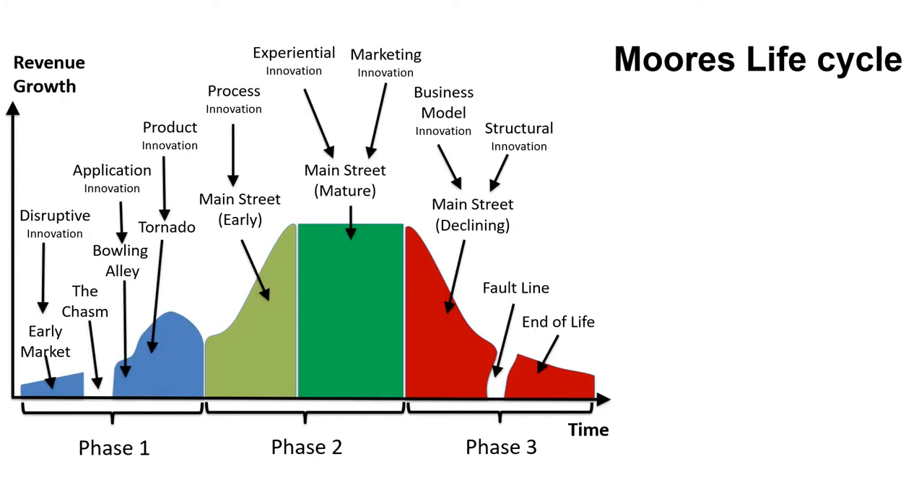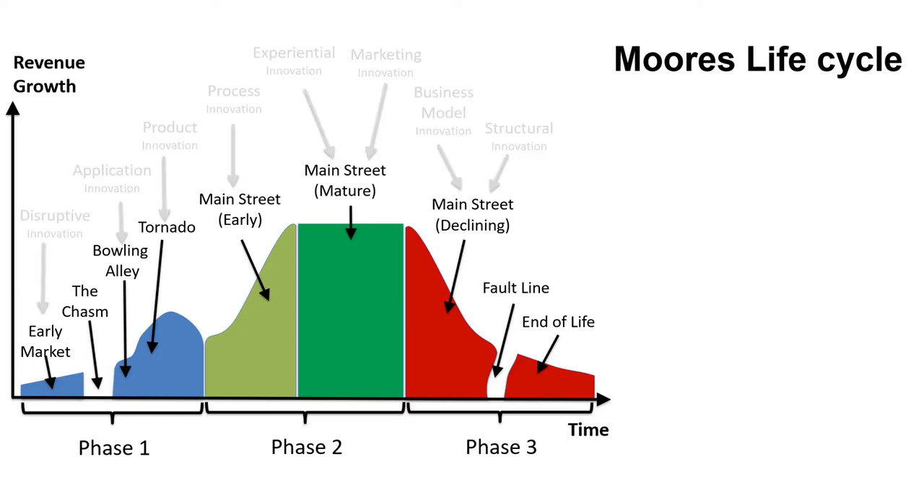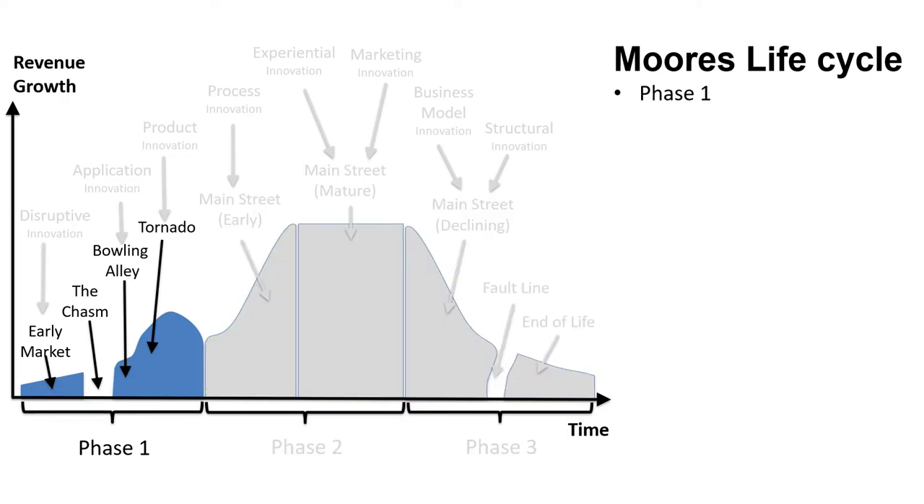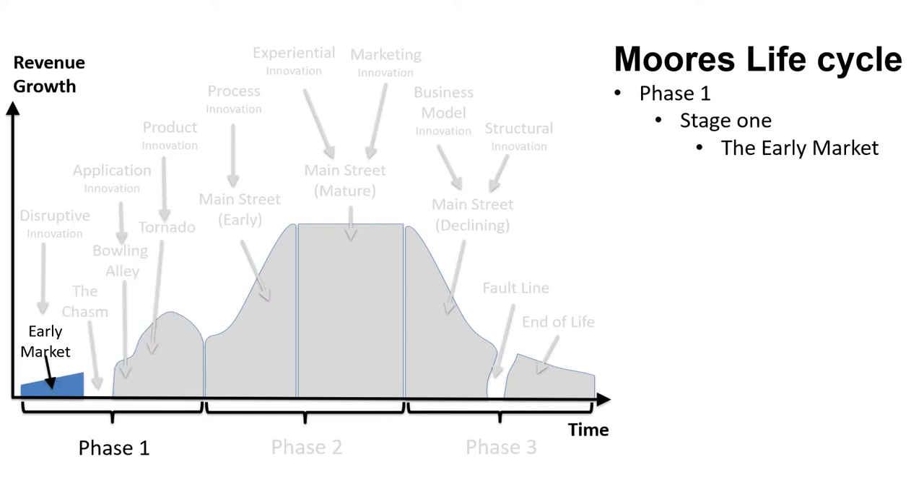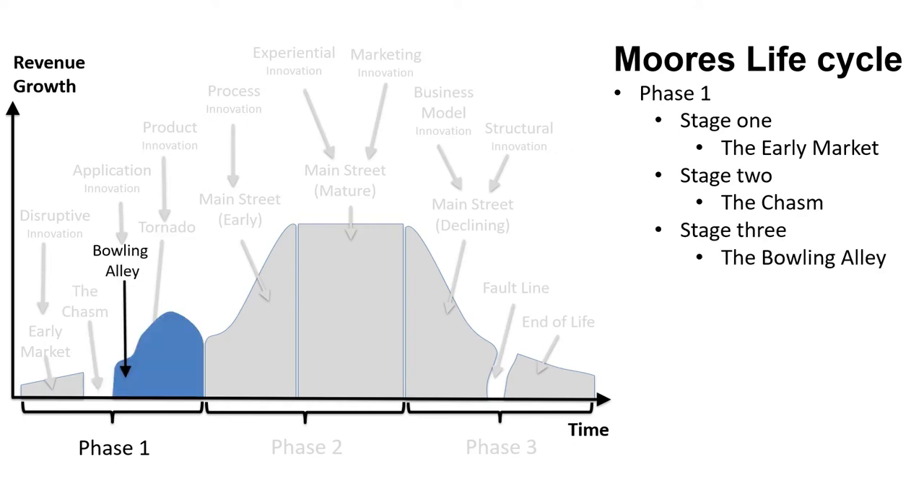Each main phase consists of individual stages and various forms of innovation. We will review these stages and connect them with the different innovation forms and the appropriate leadership style. The first phase consists of 4 stages. These are Stage 1, the early market, Stage 2, the chasm, Stage 3, the bowling alley, and Stage 4, the tornado.